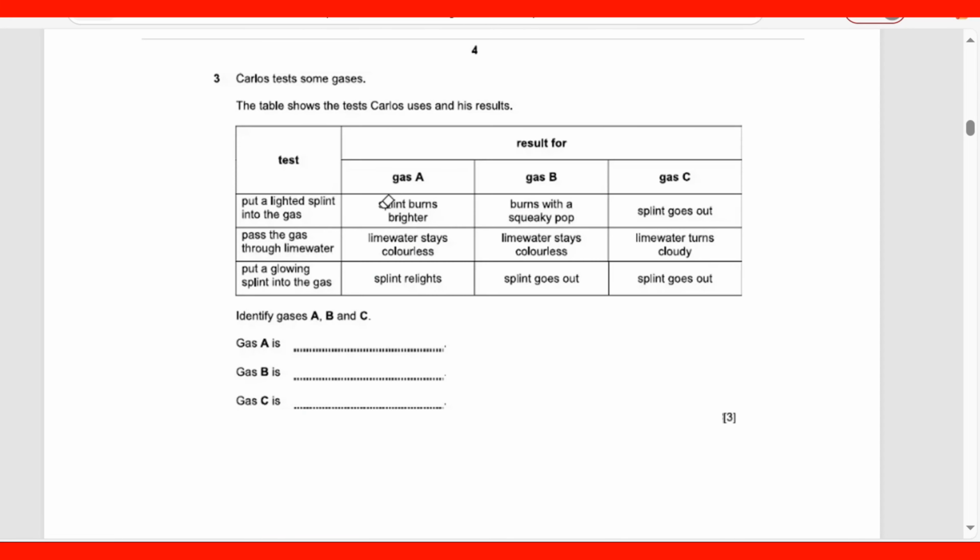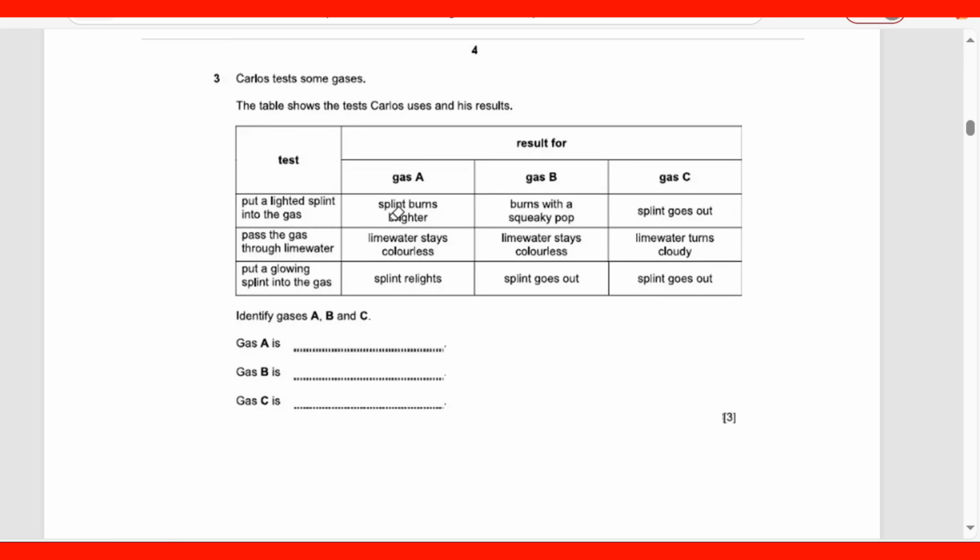Let's move on. Okay, number 3, Carlos tests some gases. The table shows the test Carlos uses and his result. Test: put a lighted splint into gas A, B, C. Pass the gas through lime water, and then put a glowing splint into the gas. So what happened in gas A, B, C?